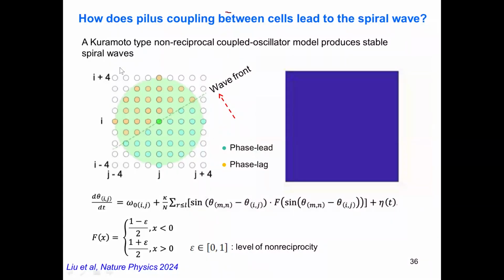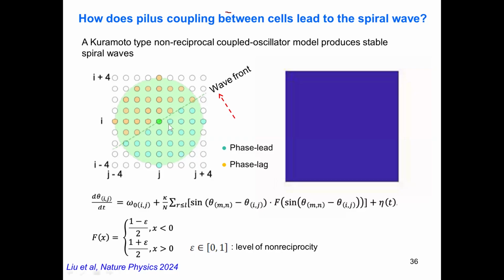oscillators. In the classical Kuramoto model, we have a set of phase oscillators whose phases are coupled in a sinusoidal manner. But here in our case, a classical Kuramoto model of this type can only produce global synchronization. That would not be a spiral wave.